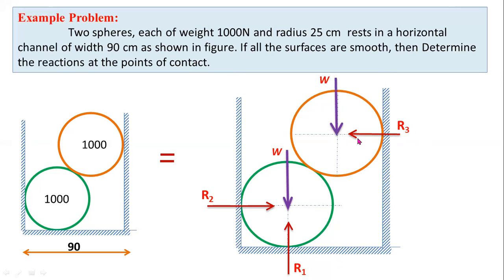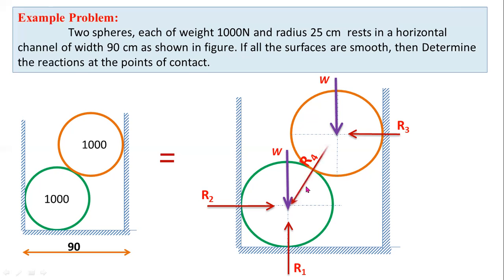Already we know that a reaction force always makes an angle of 90 degrees with respect to the support. So here the support is vertical, so consider horizontal reaction. Here the support is horizontal, so consider vertical reaction. Here the support is vertical, so consider horizontal reaction. Now here you can observe there is also a contact between the two spheres. These two are movable surfaces, so you have to consider two equal and opposite reaction forces.